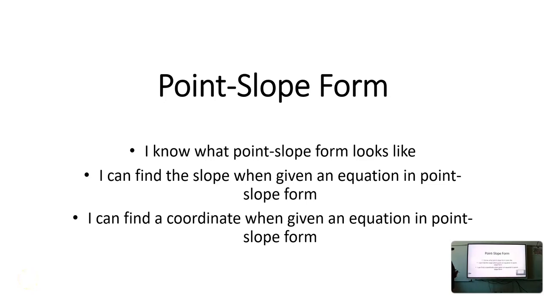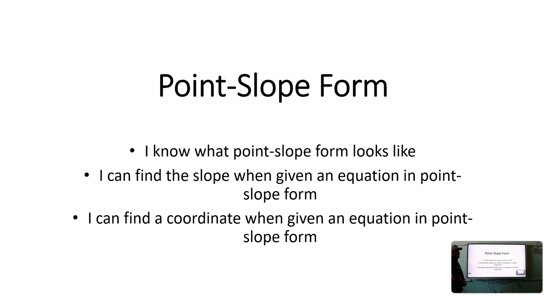All right, we're going to learn another form of how we can write linear equations. This is known as the point-slope form, and as you can imagine, it's going to be giving us a point and the slope of the line. So a point on the line and the slope of the line.